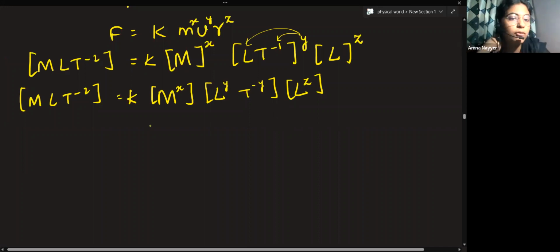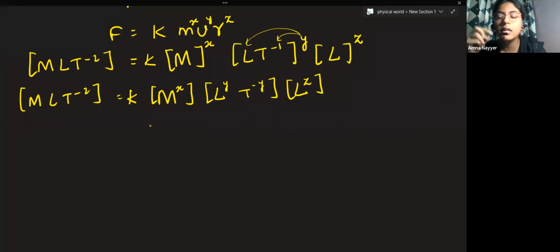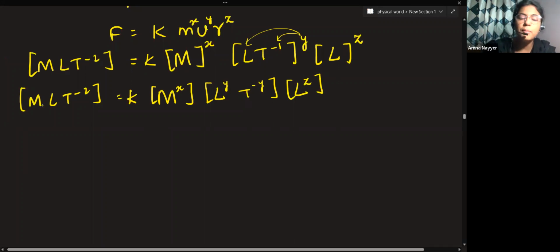Now, in order to find the values of x, y, and z, we have to compare it with the known quantity. What is the known quantity to you? Only force. Here you are sure that the power of mass is 1, the power of length is 1, and the power of time is minus 2. But here we are not aware of them. So what all quantities are here? Just equate them. For example, mass is M to the power 1 over here. And what is mass from here? It is M to the power x.